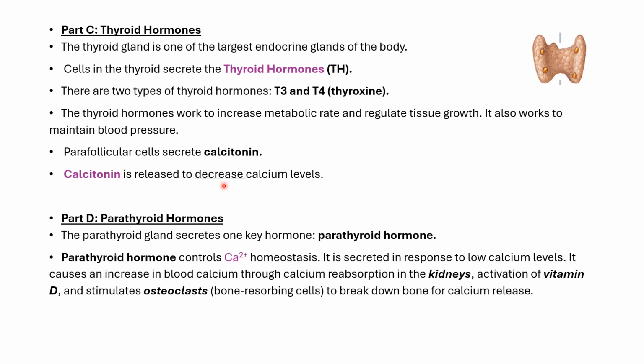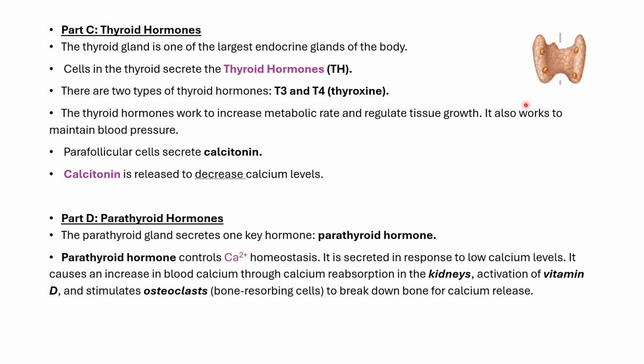Calcitonin is released to decrease the calcium levels in the body. When calcium homeostasis is affected and the body needs to decrease the level of calcium in the blood, it is at that time calcitonin is secreted.